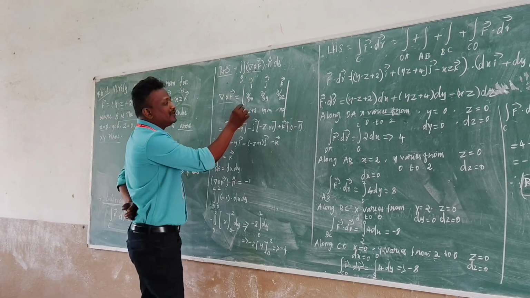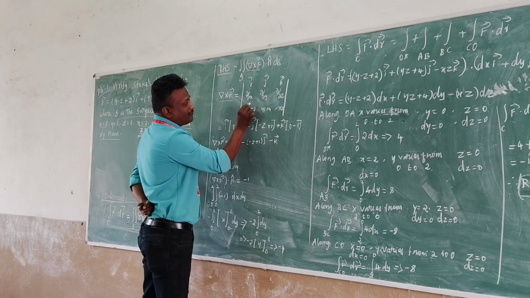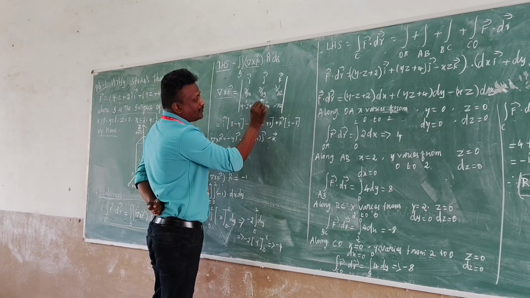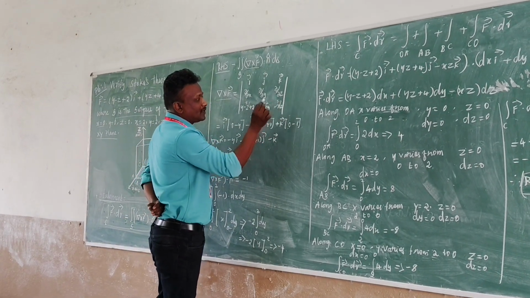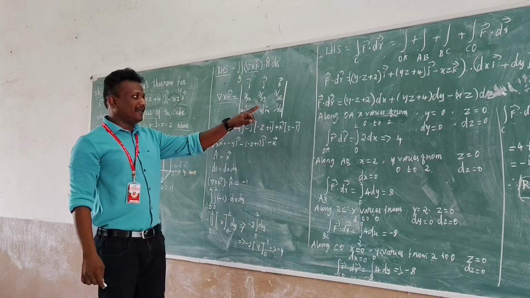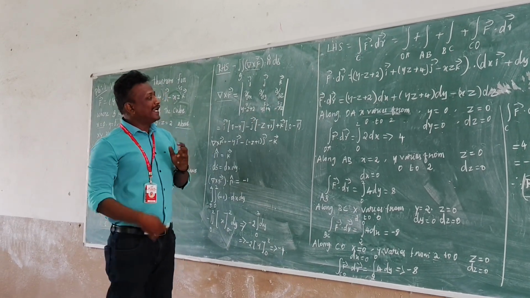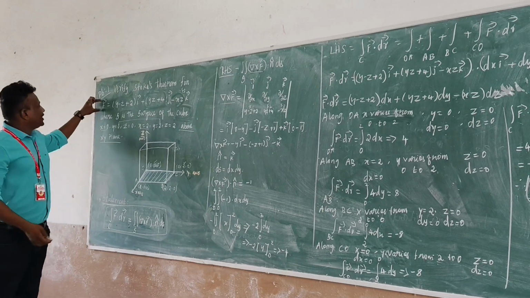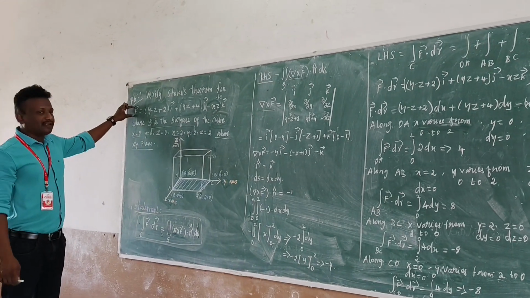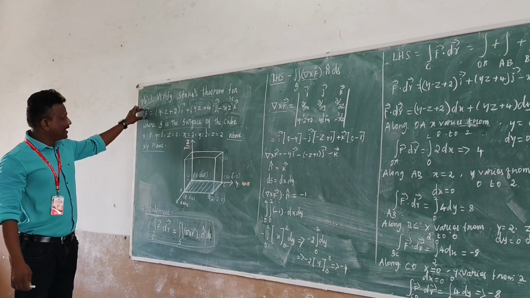Which is nothing but the F components. Here f1, f2, then f3. You have to write what is f1, what is f2, and what is f3. That can be taken from the capital F, that means your main F vector. This is my F vector.